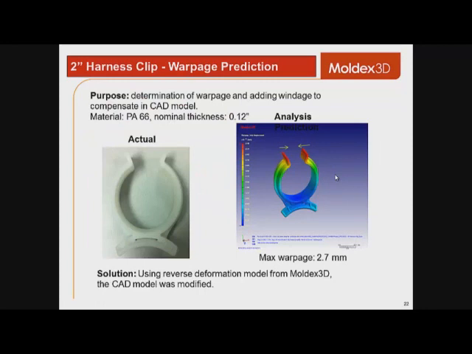Here's an example of a company using Moldex 3D to predict warpage. After simulating the warpage tendency and volume, we added windage to compensate in the CAD model. In this case, we were able to improve the part quality by predicting the warpage and compensating for it.